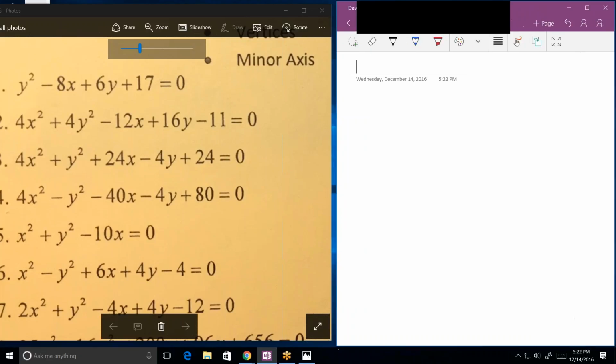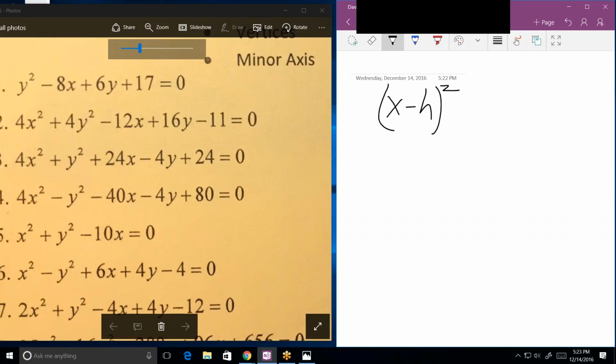Hopefully we'll be able to. Should we do a circle? Yeah, sure. Or an ellipse? Circles are pretty easy. You know how to complete the square. Do you know the general format for a circle? Yeah, I do. What is it? x minus h, squared, plus y minus k, squared, equals r squared.